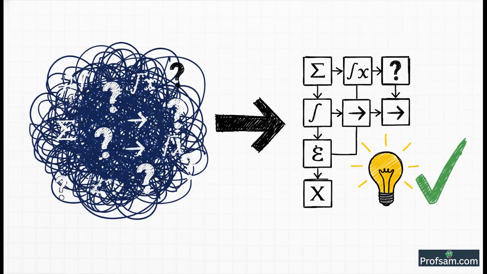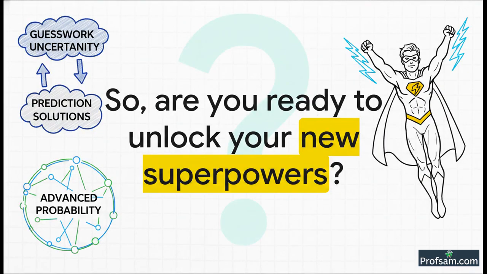You know, the best part is this. All these big words, conditional probability, Bayes' theorem, they might sound complicated, but the truth is you already think this way every single day. All we're going to do is give you the math, the proper framework to make that thinking even sharper. Okay, so the time for guesswork is over. It's time to go from just wondering to actually predicting. So, the only question left is, are you ready to unlock your new superpowers? Let's get started.